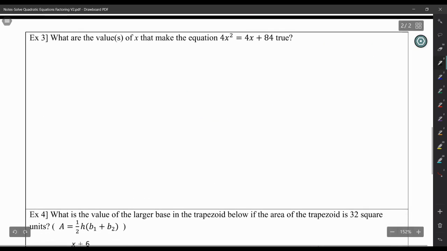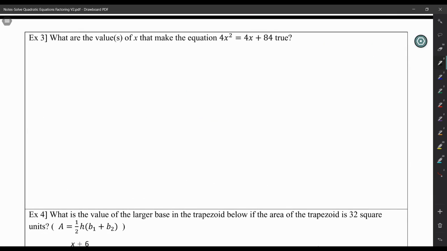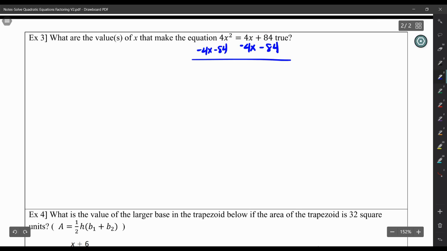All right, so now look at number 3. What are the values of x that make this equation true? So you're going to have to move things over. Now, yes, I do agree that it is easier to move one term to the right rather than move two terms to the left. However, when you factor, you need this a value to be positive. So don't move your 4x. Instead, you need to move these two to the left. That keeps the 4x squared being positive. So we're going to subtract 4x and we're going to subtract 84 from both sides.